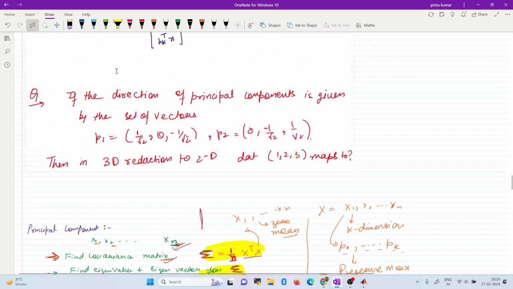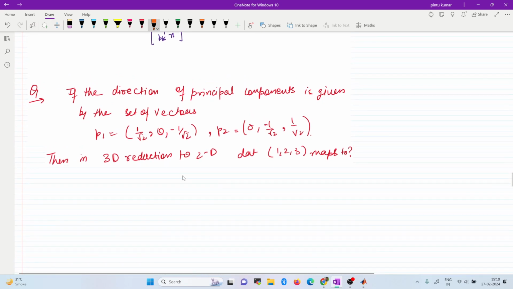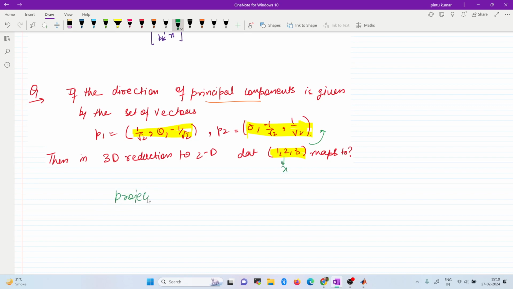Okay, so there was one more question that I sort of skipped. You are given the direction of principal components. So these two are your principal components, and you are given a data point 1, 2, 3. It is asking you to project this data point 1, 2, 3 onto the space that you obtained using principal component analysis. So what would it be? Let's call this data point X. So the projection would be X transpose P1 and X transpose P2.